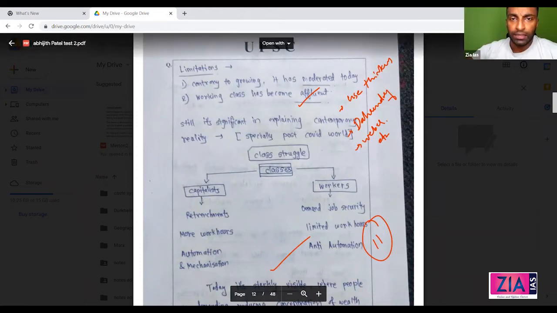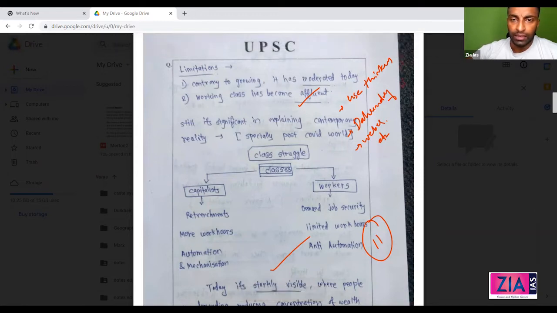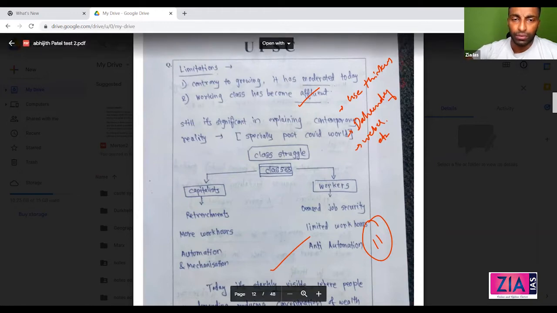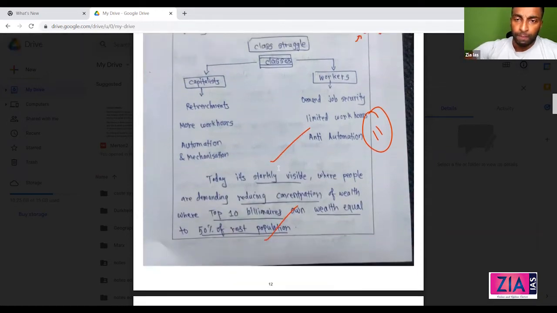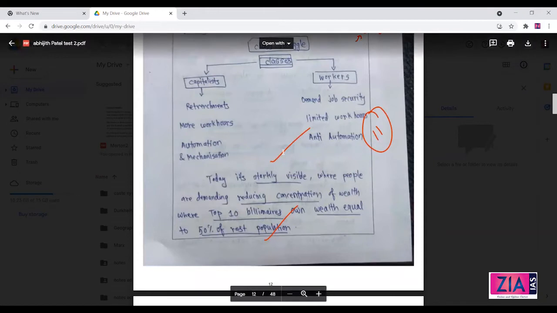Here, in limitations, rather than just writing these as a limitation, use the thinkers to criticize, whether Weber in terms of class and then Dahrendorf. These criticisms I have given to you, just use the thinkers. Yes, sir. Otherwise, it's a good one.